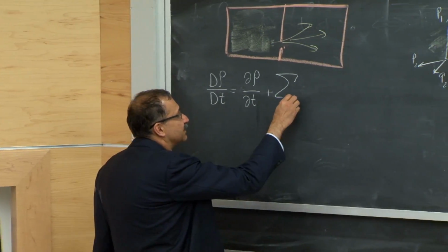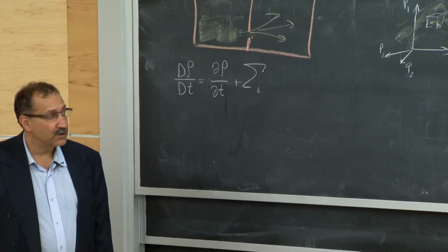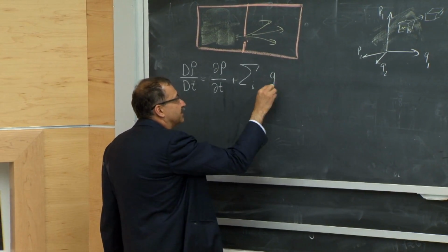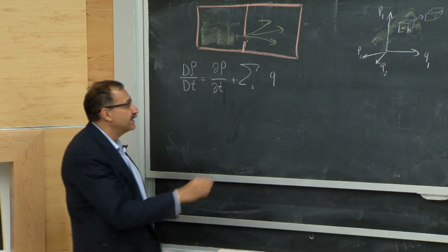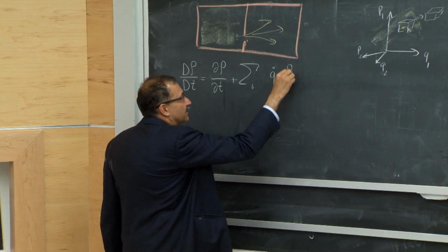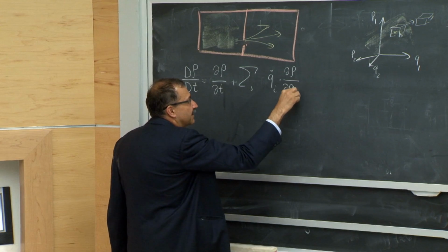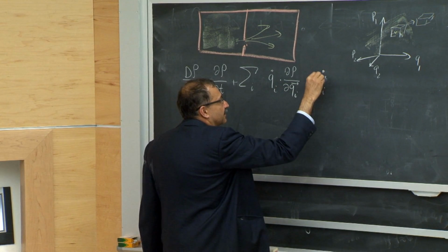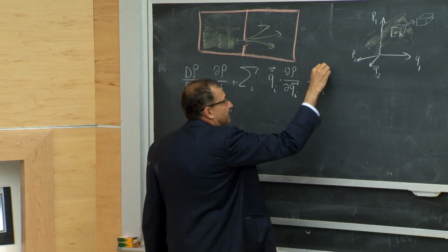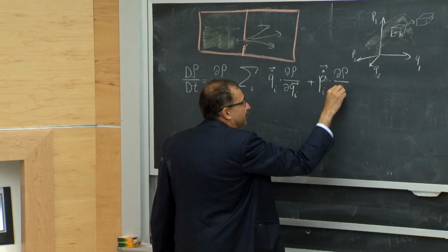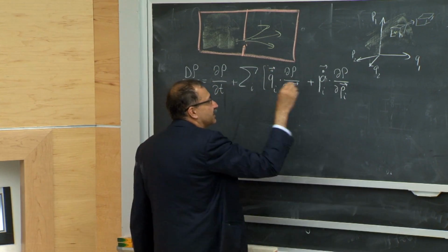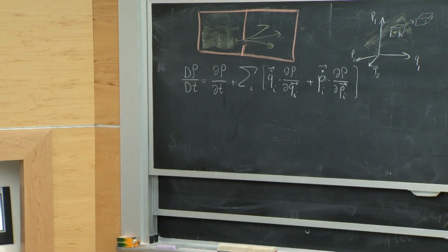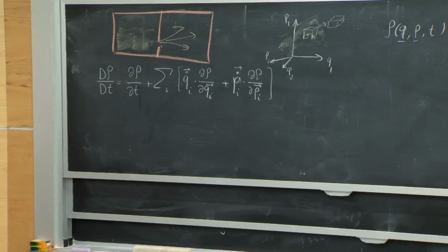So I have to do essentially a sum over all coordinates. I would have, let's say, the changing coordinate i, qi dot d rho by dqi, and then I would have pi dot, I guess these are all vectors, d rho by dpi. So essentially there are 6n coordinates that implicitly depend on time, and in principle, if I'm following along the streamline, I have to look at all of these things.